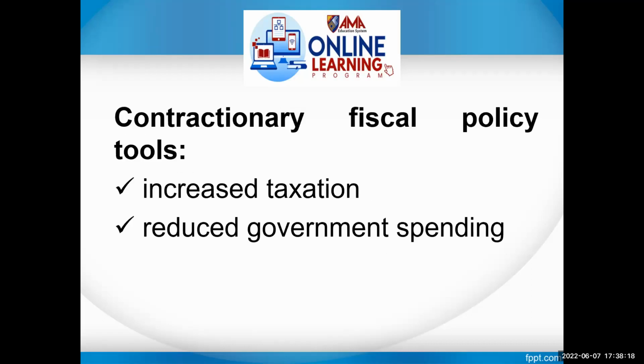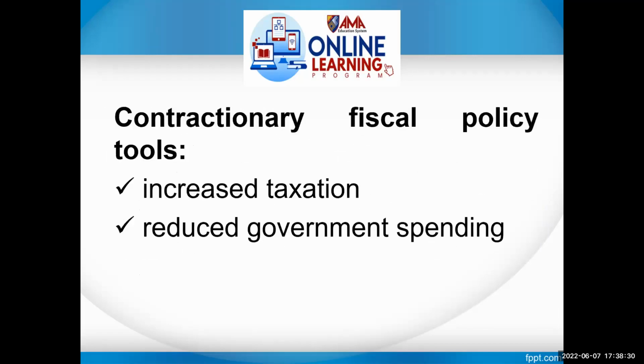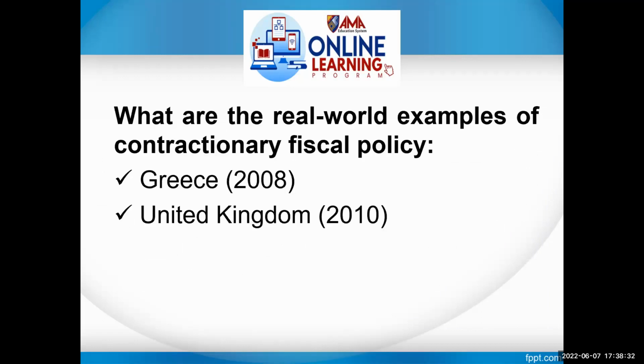So contractionary fiscal policy tools increase taxation and reduce government spending. So what are the real-world examples of contractionary fiscal policy? Greece implemented it in 2008, while the United Kingdom implemented it in 2010.